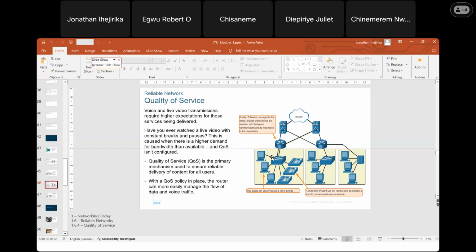If you also look at this image, this is the quality of service managed by the router, which is this device here. It ensures that priorities are matched to the type of communication and its importance to the organization. Web pages can usually receive a lower priority. A voice over internet protocol, that is a VoIP call, will need priority to maintain a smooth, uninterrupted user experience.